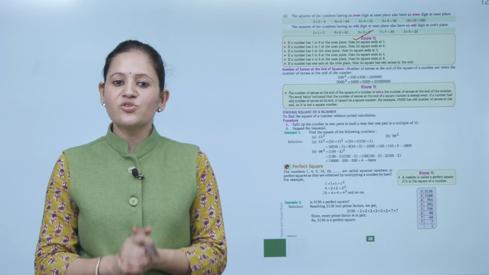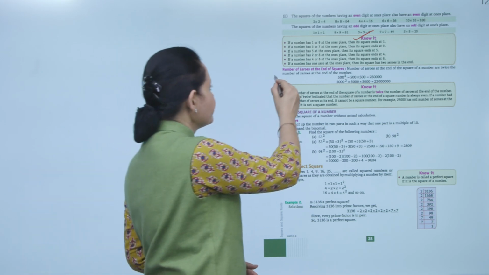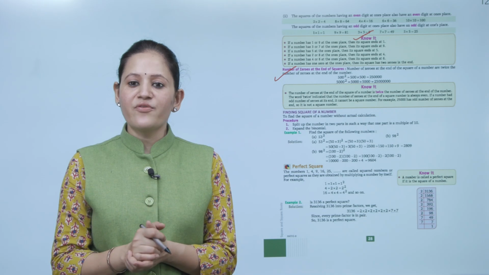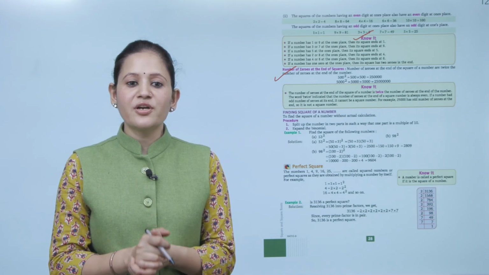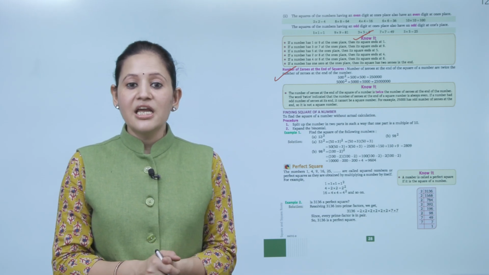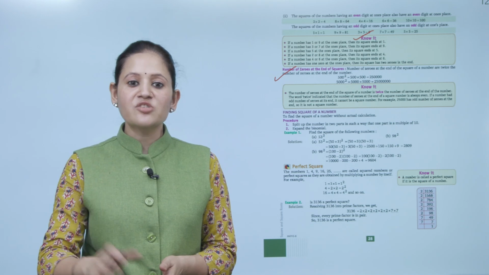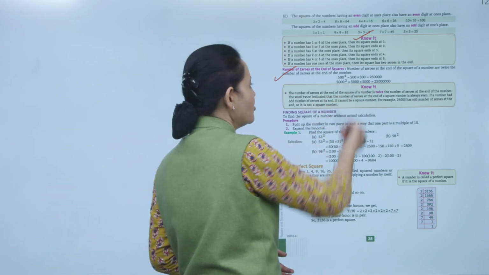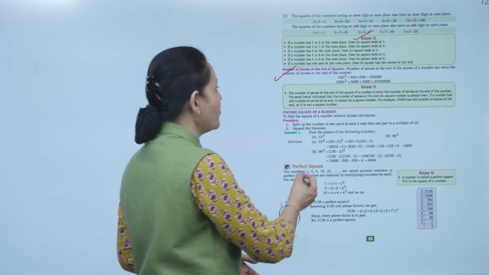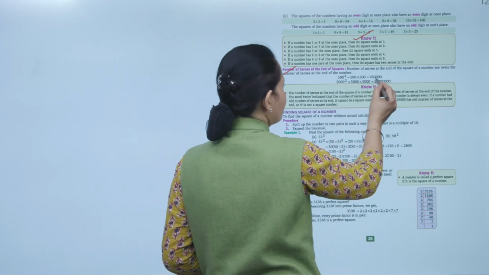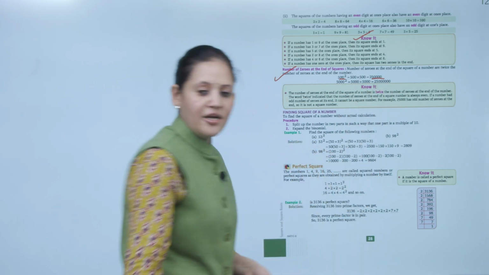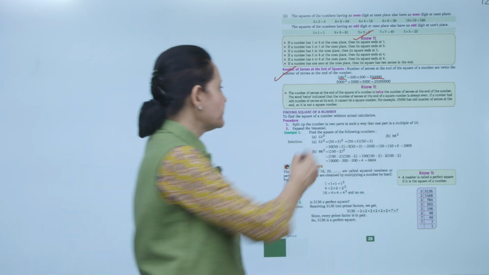Next is number of zeros at the end of square. The number of zeros at the end of the square of a number is twice the number of zeros at the end of the number. Like the square of 500, so 500 into 500 is equal to 2,50,000. So here the number had 2 zeros at the end and here there are 4. Clear? Next, know it.